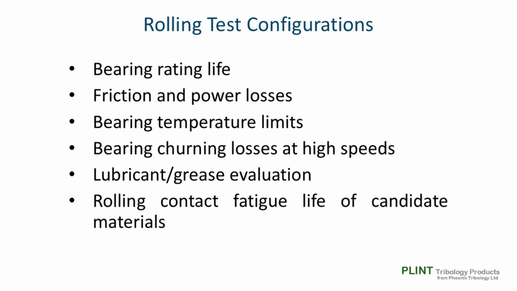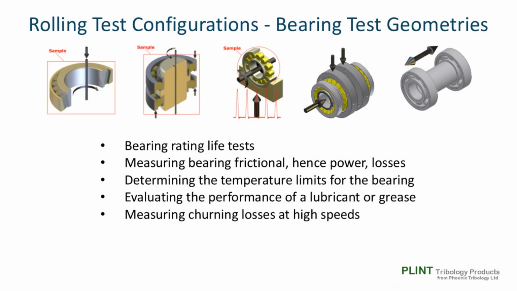Pure rolling test geometries can be divided into three basic categories. These tests use standard rolling element bearings as the test component and can be used for bearing rating life tests, measuring bearing frictional, hence power losses, determining the temperature limits for the bearing, evaluating the performance of a lubricant or grease, measuring churning losses at high speeds.